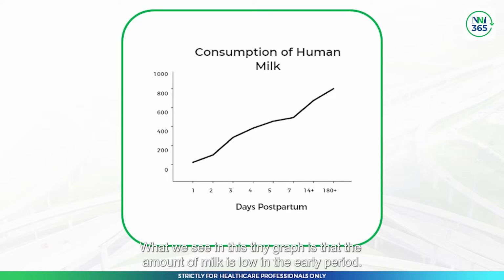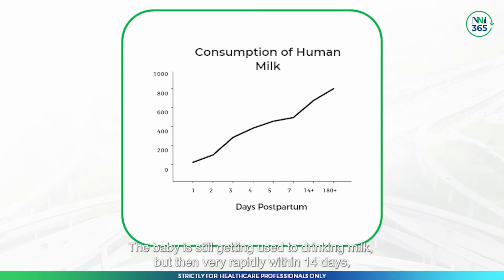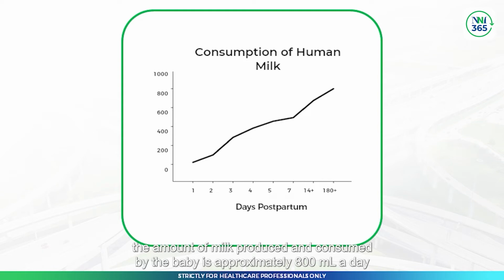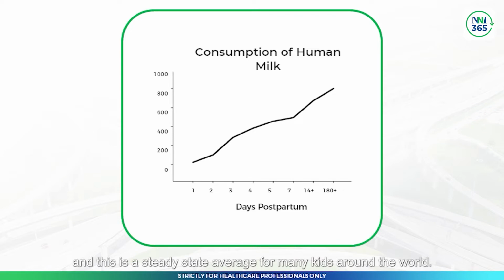What we see in this tiny graph is that the amount of milk is low in the early period. The baby is still getting used to drinking milk. But then very rapidly, within 14 days, the amount of milk produced and consumed by the baby is approximately 800 mils a day. And this is a steady state average for many kids around the world.